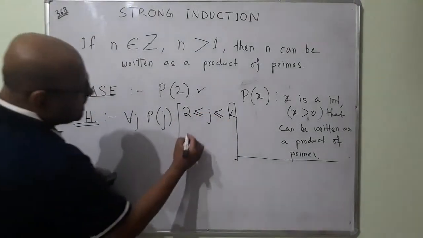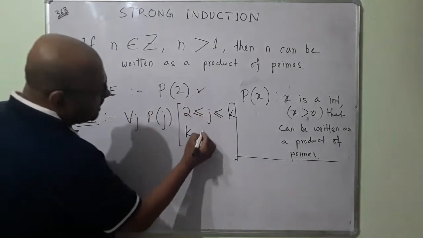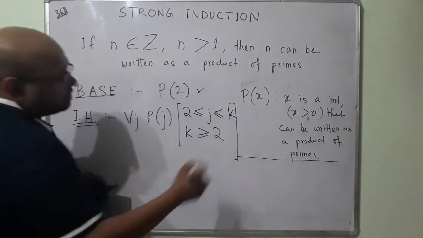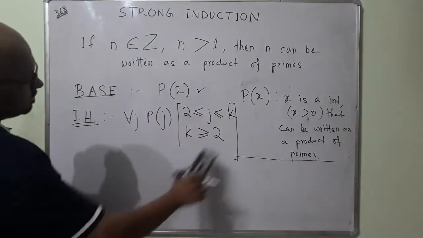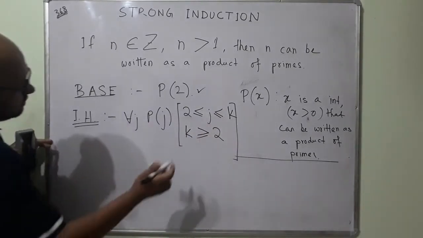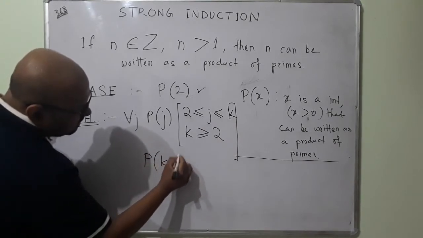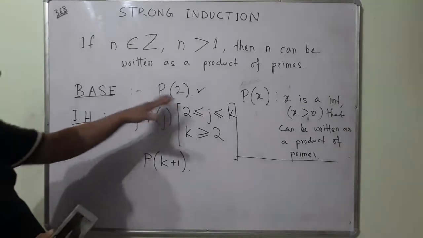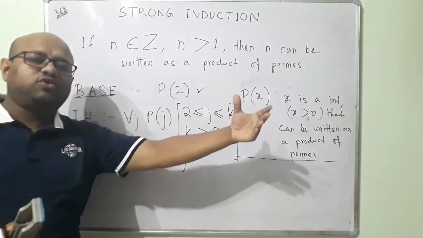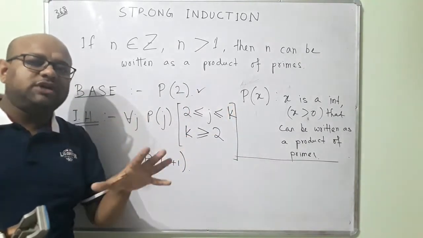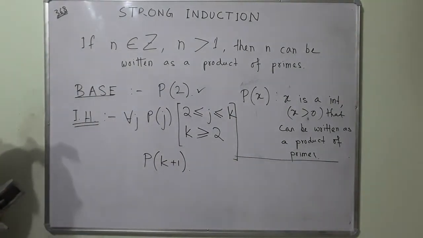So what is k? k has to be greater than or equal to our last base case. In our case the last base case is 2, so k will be greater than or equal to 2. Alright, so this is our inductive hypothesis. Now given this assumption, I have to prove that P of k plus 1 is true. Given this inductive hypothesis that P of 2, P of 3, and so on up to P of k is true, assuming this, I have to prove that P of k plus 1 is true. Let us go ahead and prove this.